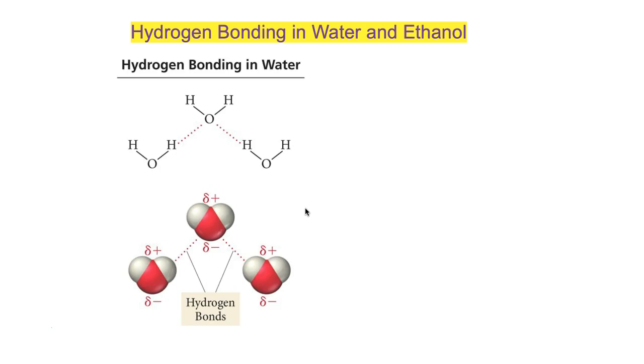Now we're going to compare hydrogen bonding in water and ethanol. So here's hydrogen bonding in water, represented by these dotted lines. Notice the hydrogen bond is between water molecules, not within. Also notice down here that one water molecule can form more than one hydrogen bond.